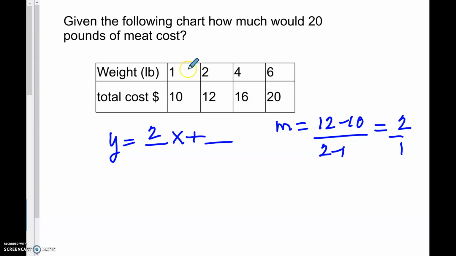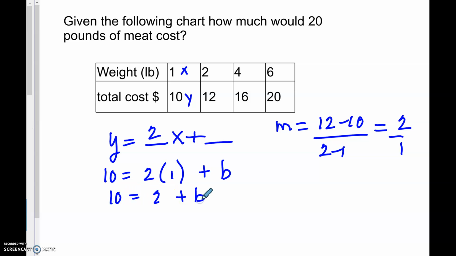Now I'm going to use this ordered pair. This is x, this is y. So in place of y, I'm going to put a 10. In place of x, I put a 1, and I'm finding my y-intercept. So I have 10 equals 2 plus b. So I'm going to subtract 2, and it looks like my y-intercept is 8.